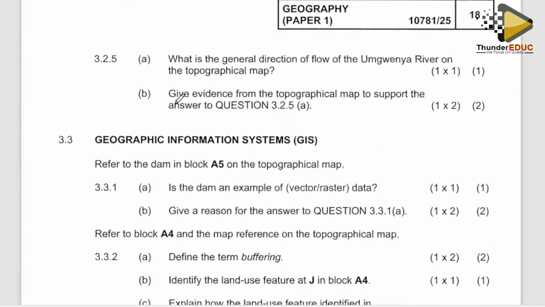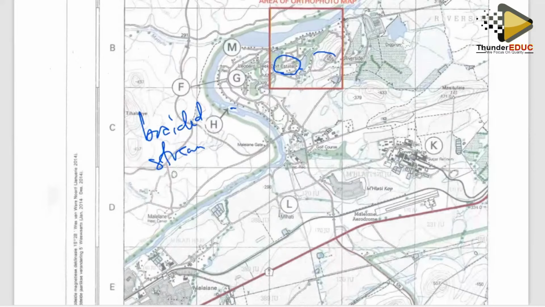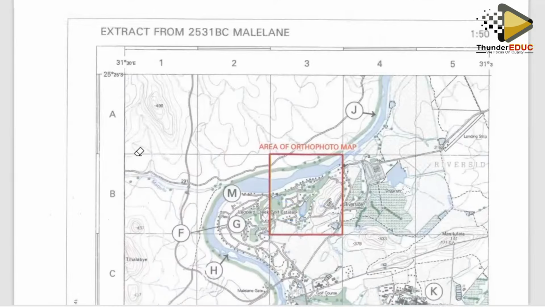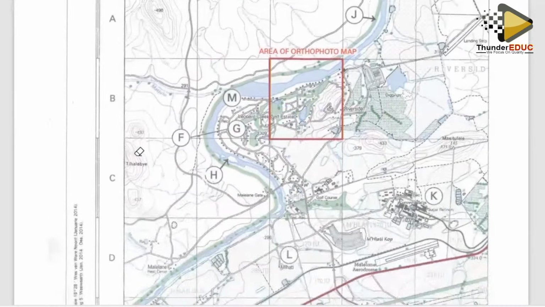What is the general direction of flow of Umgwenya River on the topographical map? What is the general direction of flow? Right, there are some things that you must note if you want to figure out the direction of flow. You can check if there's a dam. Check the position of the dam wall in that river. Unfortunately, we don't have a dam here. Also check on the clues about height. Rivers flow from high-lying areas going to low-lying areas if there are clues of height.